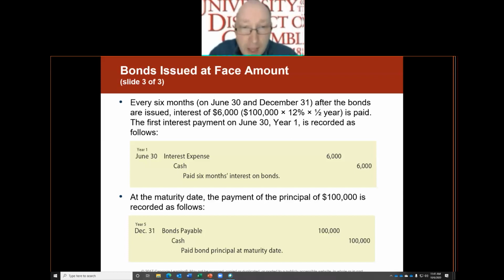We debit our interest expense to increase interest expense, and we credit our cash to decrease our cash to show the payment of the interest. Now, at the end of the 5 years, when the bond matures, we debit our bonds payable to decrease our bonds payable by 100,000, and we credit our cash to decrease our cash by 100,000. You'll notice that the face value of the bond is only paid when the bond matures. That's the end of the bond.